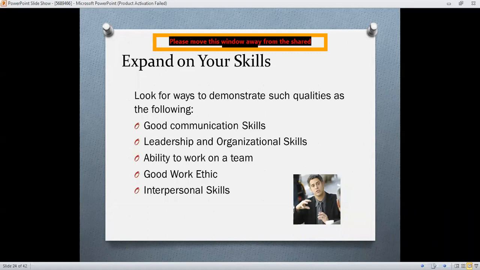So extend on your skills. Okay, look for ways to demonstrate qualities such as the following: good communication, leadership and organizational skills, ability to work on a team, good work ethics, interpersonal skills. Okay, so you can highlight these points to extend your skills.